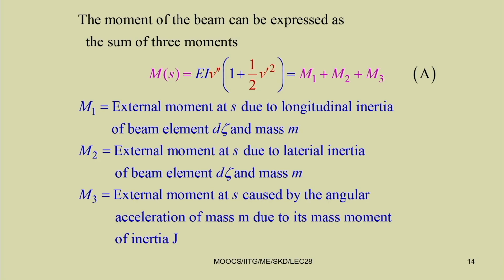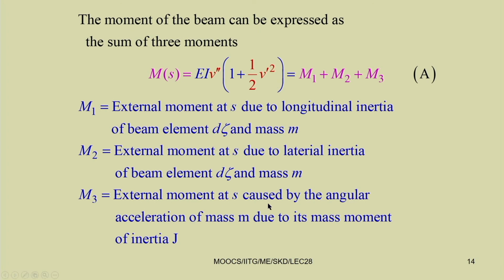So, we know the forces in the longitudinal direction and lateral direction, and we can also find the moment due to inertia. That way we have divided this into 3 parts, that is m1, m2, m3. External moment at S due to longitudinal inertia of the beam, external moment at S due to lateral inertia of the beam. So, this is for the beam element d zeta we are taking.